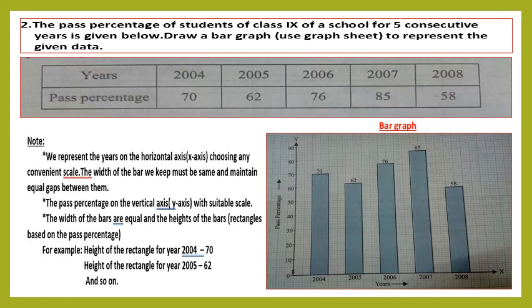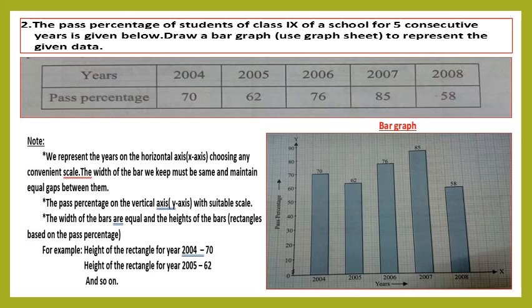So the bar for 2004, the height we are marking till 70 with the respective bar width. The width will be the same, already we have taken equal, and the height of the rectangle is 70 as given in the figure we have to mark, and shade the rectangle.